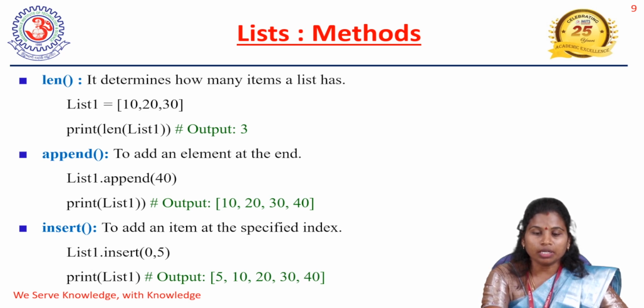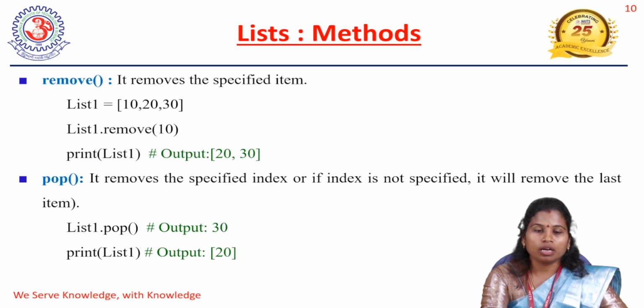Now it will print the elements 5, 10, 20, 30, 40. So because of this insert function, element 5 is added at position 0. In this way we can insert an element at any position. Now coming to the other list methods, remove.